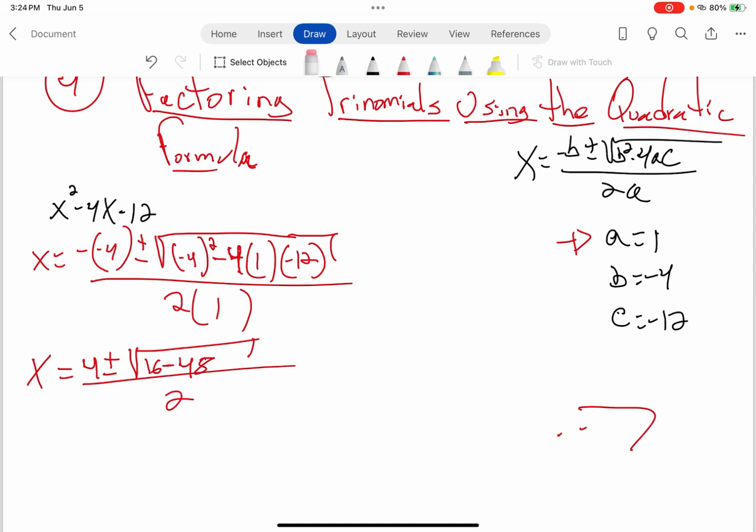Now, I will continue doing the algebra. This is only algebra. But the thing here is that this is long. That's why a lot of people don't like that method, because this is longer than the others. So let's continue here. I have 4 plus minus, then the square root of 16 minus 48. How much is 16 minus 48?